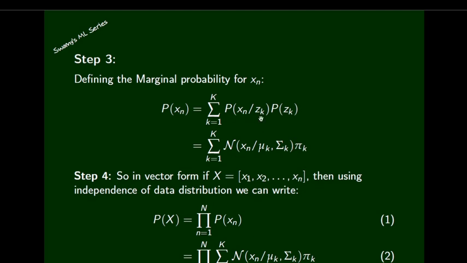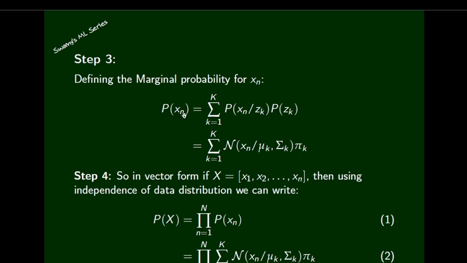This P of xn given zk is nothing but the probability distribution under this latent variable zk for the cluster, that is a normal distribution, N of xn given mu k, sigma k. Then P of zk equal to 1 is pi k. This is how our component xn is defined. The probability for xn is defined as the weighted average of normal distributions. This is the real definition of the Gaussian mixture.